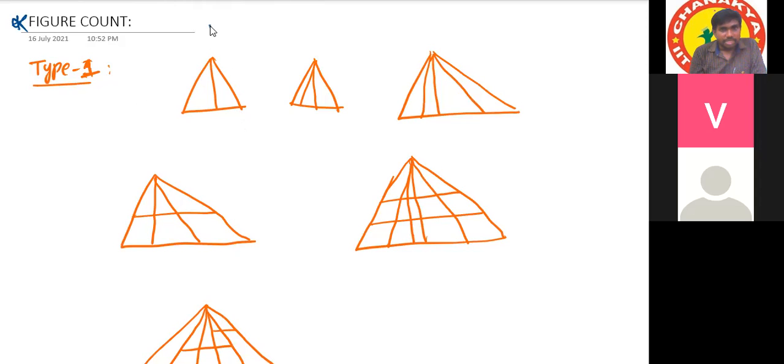Tell me, in the first picture, how many triangles are there? Count and tell the answer. 3. In the second picture, the diagram is this one. Tell me how many triangles are there in the second picture?